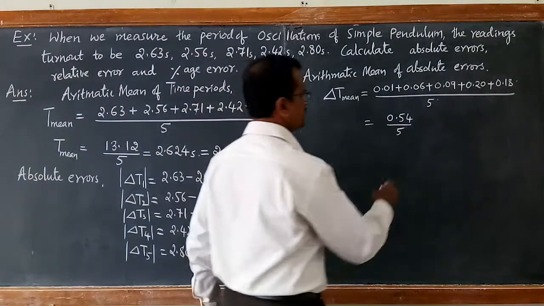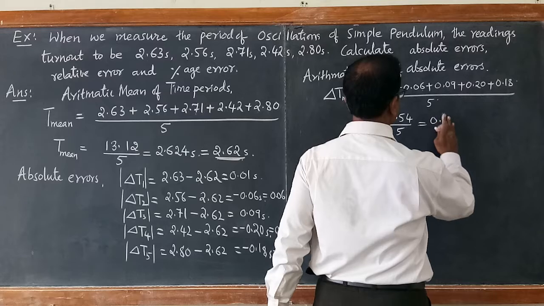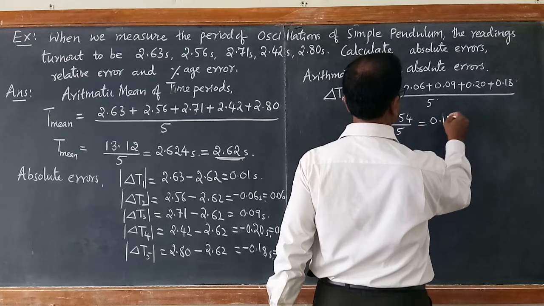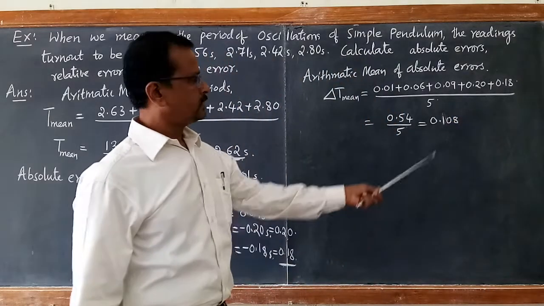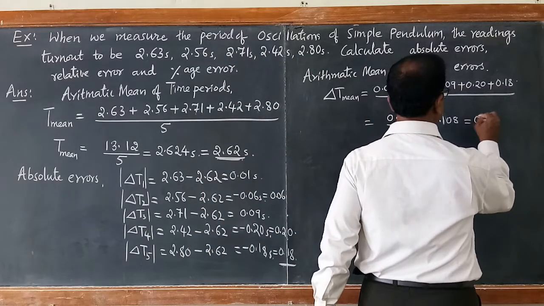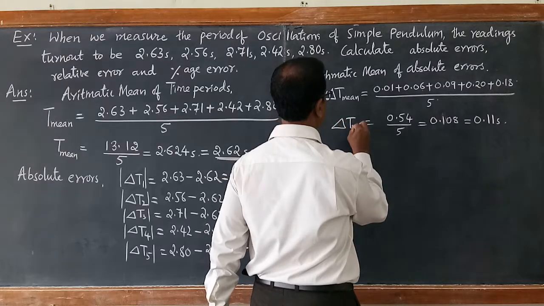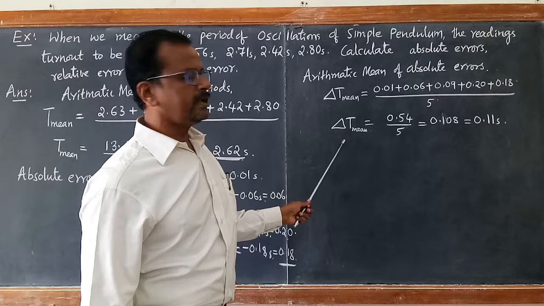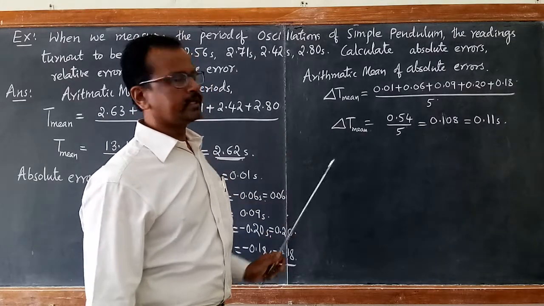0.54 divided by 5. If you divide this and round it off, it comes out to be 0.11 second, because we have to take up to 2 decimal points. So this becomes delta T mean, that is the arithmetic mean of all the absolute errors.